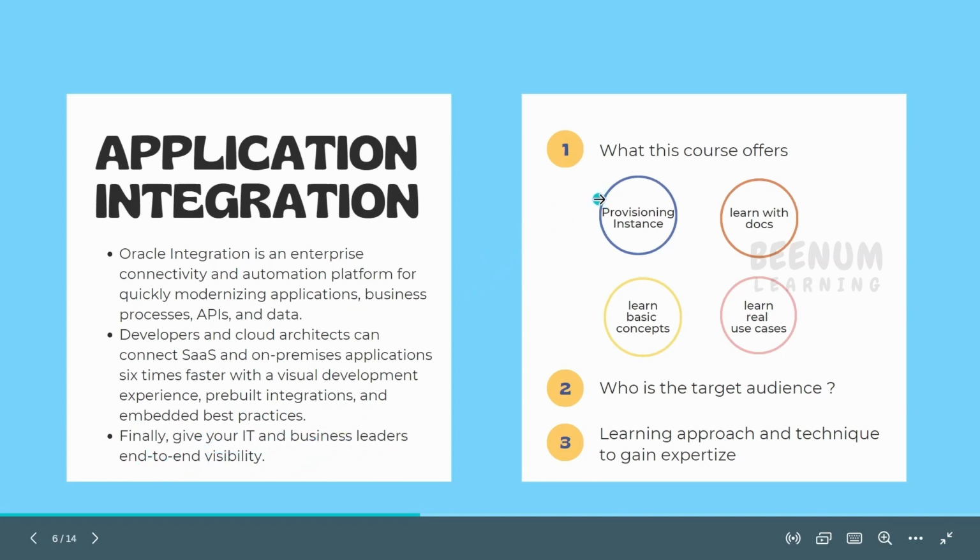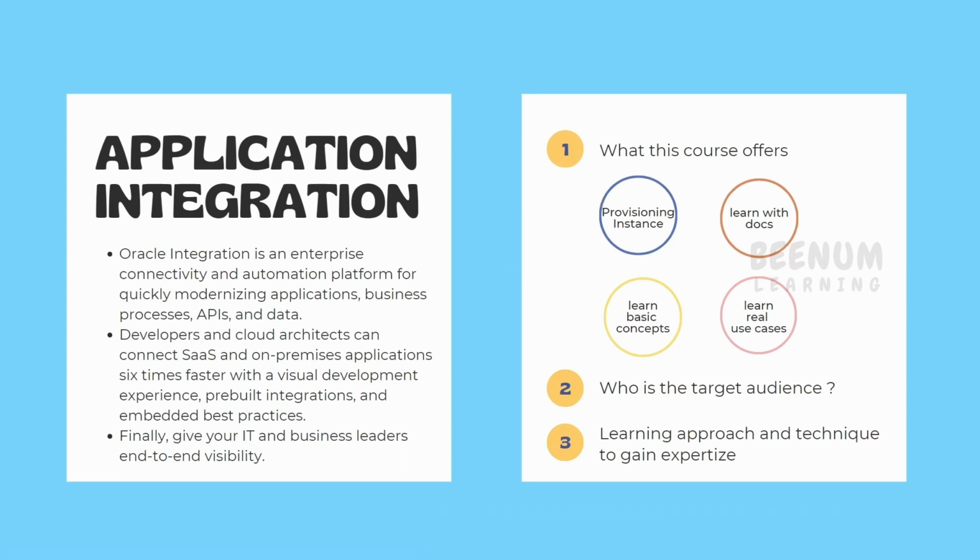Now, what this course will offer: we have segregated the course concepts into 4 categories. First, we will look at how to get the instance. In order to learn any concepts in integration, we need an integration instance, so we will show you how to get the instance first of all. Then we are going to look at the documentation by Oracle. In order to learn any concept, the first thing is to refer to the official documentation. The owner of the product will know better than everyone, so we always refer to Oracle's documentation for our learning purposes.